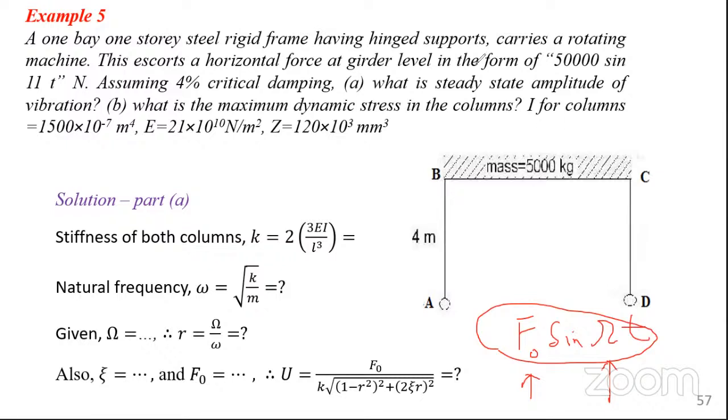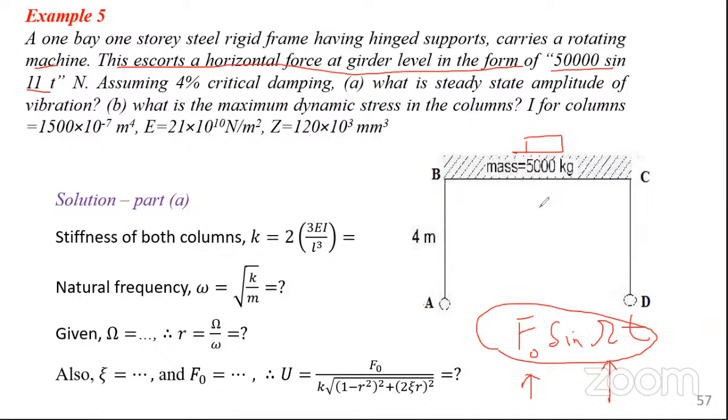And as you can see, the rotating machine that is resting here is not shown. The rotating machine should be somewhere here on top of this girder. As a result of the rotating machine, there is a horizontal force at the girder level in the form of 50,000 sine 11t. So it's obvious that this is the forcing function which emanates from this rotating machine.